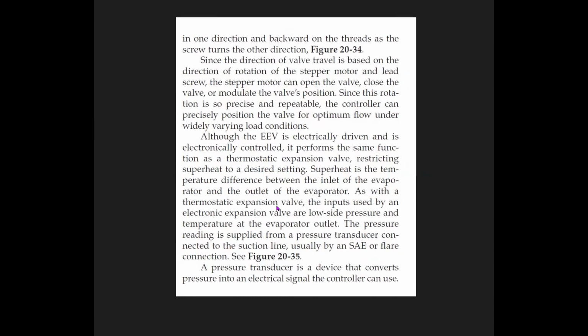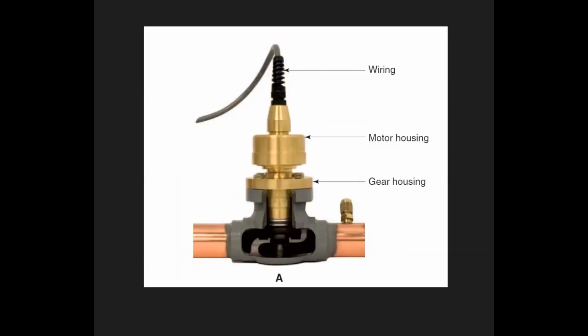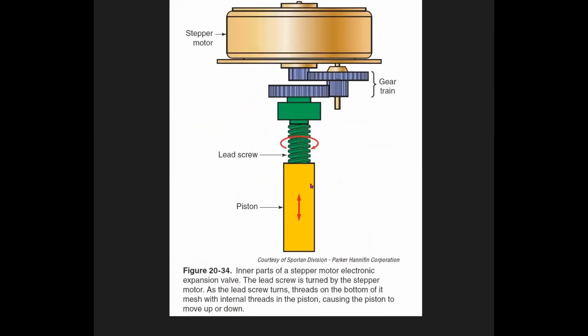As with the thermostatic expansion valve, the inputs used are low side pressure and the temperature of the evaporator outlet. So both of them are used. The pressure reading is supplied from a pressure transducer connected to the suction line using an SAE connection. A pressure transducer converts the pressure into a signal the controller can use. मतलब इसके बाद ये signal को transmit करता है. So that is basically what is controlling the stepper motor, whatever the sensing is there.